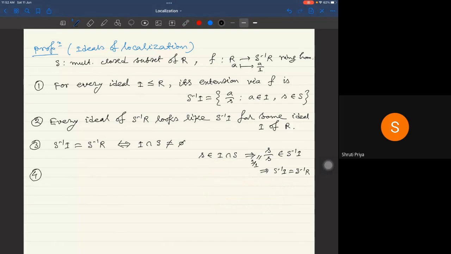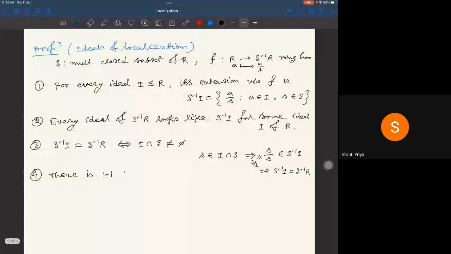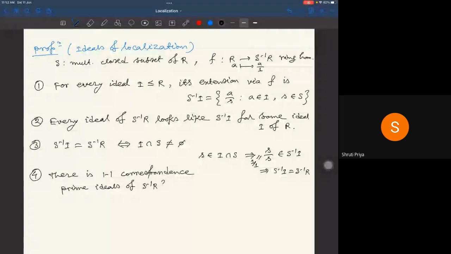Okay. And this 4, it says that there is a 1-1 correspondence between prime ideals of S inverse R and prime ideals of R that don't meet S.